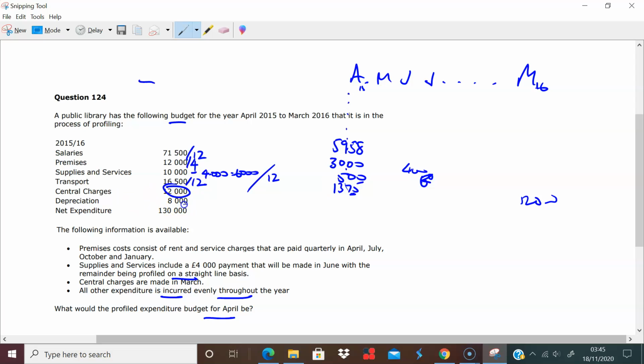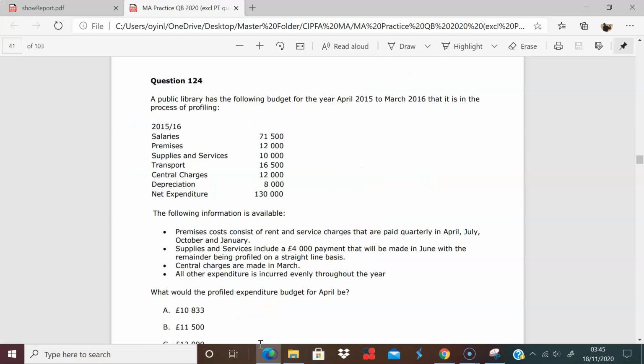And then I have depreciation of 8,000 as well, which will occur evenly over the year, which is 666. And so I'm going to add all these together. So 5958 plus 3,000 plus 500 plus 1375 plus 666 gives you near about 11,500. So that takes us to the happy place of B. Yeah, so the answer here is B for question 124.